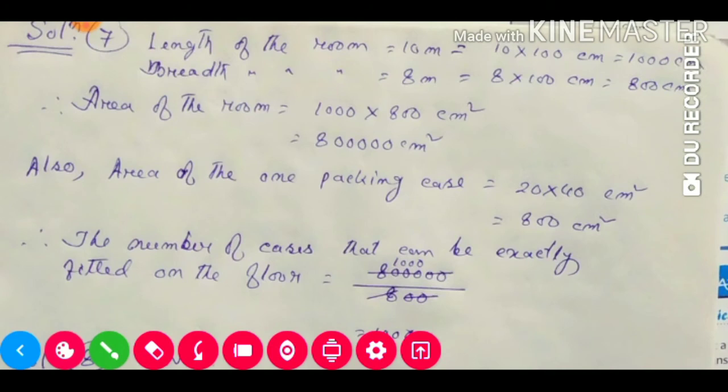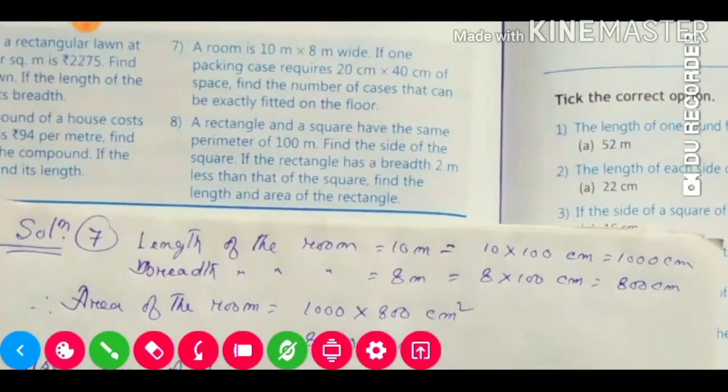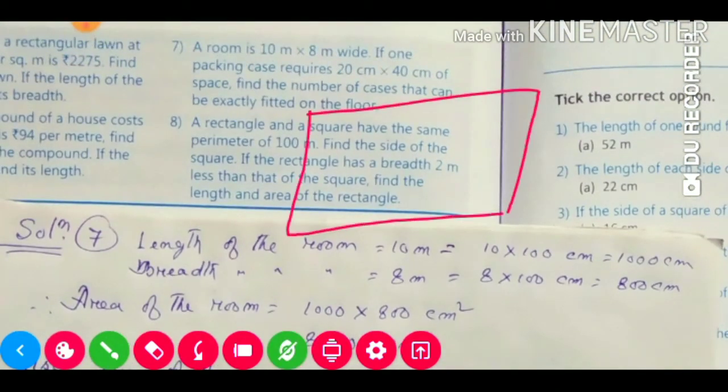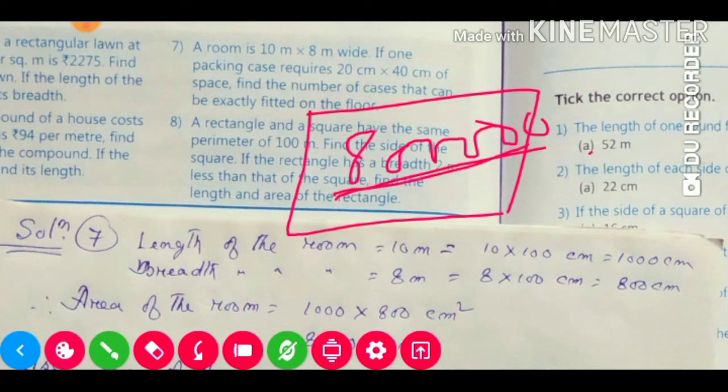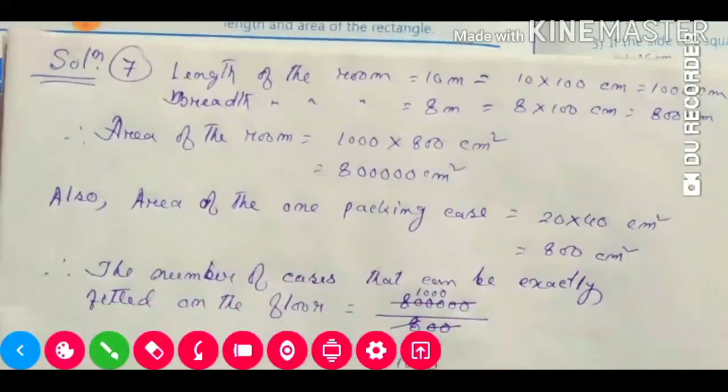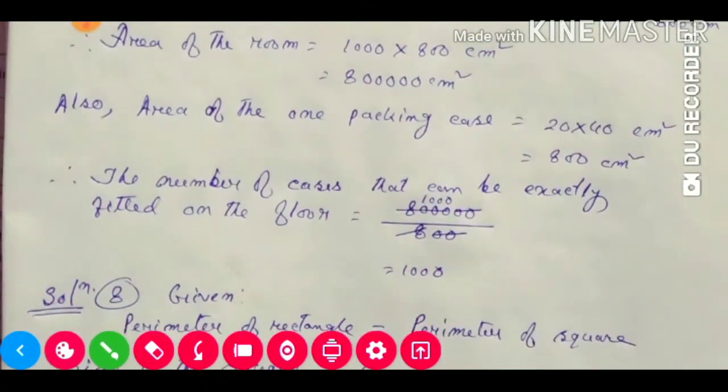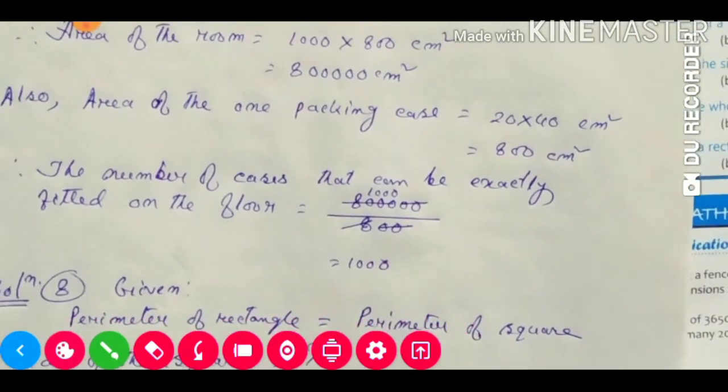So it will be our 800 centimeter square. Now, this one we got our 8 lakhs, and one packet's area is equal to 800. Now if we divide this by 800, that time the number of packages will come, so we'll divide this. Therefore, the number of cases that can be exactly fitted on the floor is equal to the area of the floor divided by the area of one packing packet.